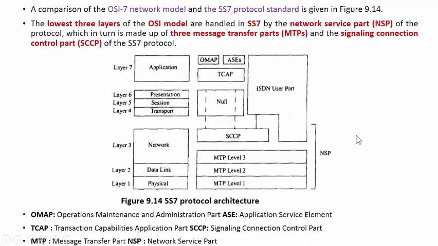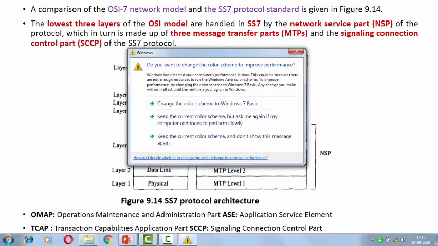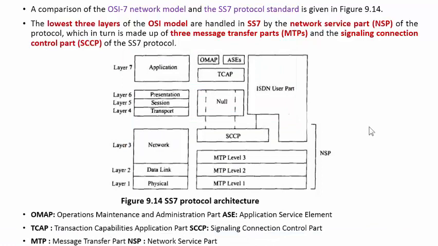So we will go one by one from the bottom of the protocol architecture. Here OMAP means operation, maintenance and administration part. ASE is nothing but application service element. TCAP, transaction capabilities application part. SCCP, signaling connection control part. MTP, message transfer part, and NSP is the network service part. The network service part includes the three layers of the OSI: physical layer, data link layer and network layer.